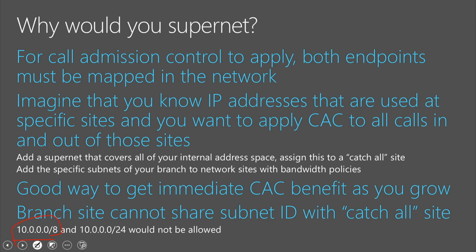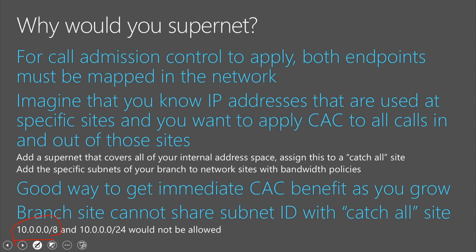The key point for call admission control is that we have to know where both endpoints are. So if we just left out HQ, calls between HQ and the branch would not have call admission control applied, because we couldn't place both endpoints in the network map. So having the supernet for HQ will let us do that. But it does mean you might not get media bypass, for example, within HQ. So you need to balance out which set of features you want to have there.